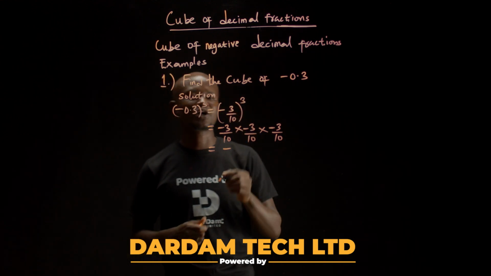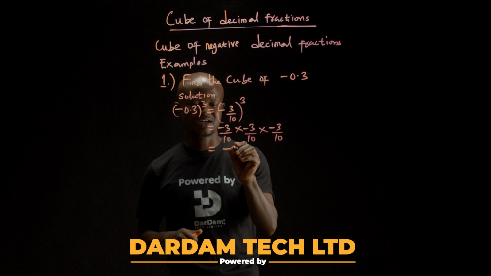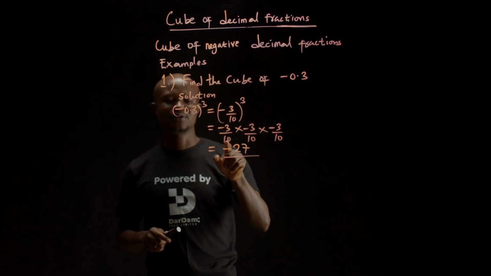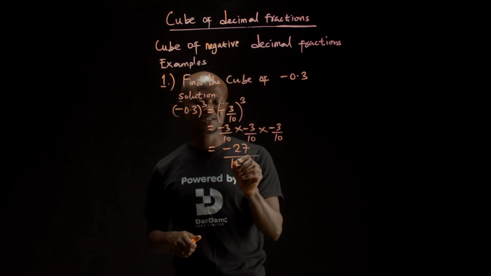So 3 times 3, what do we have? 9. 9 times 3, we have 27, divided by. Now, 10 times 10, we have 100. Times 10, what do we have? 1,000.